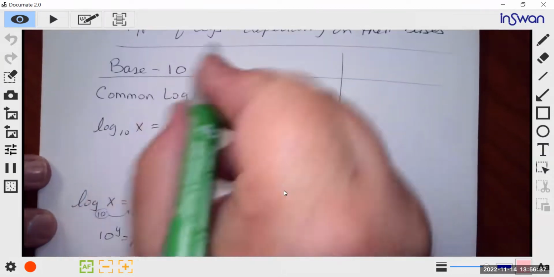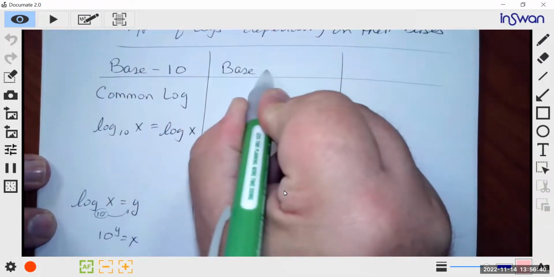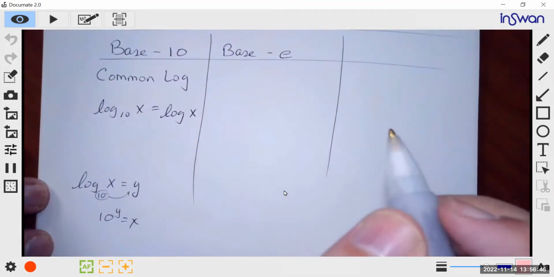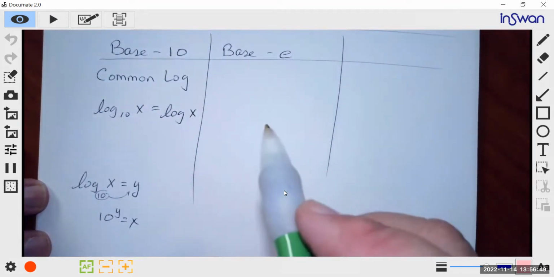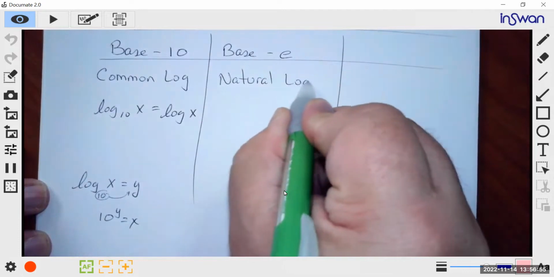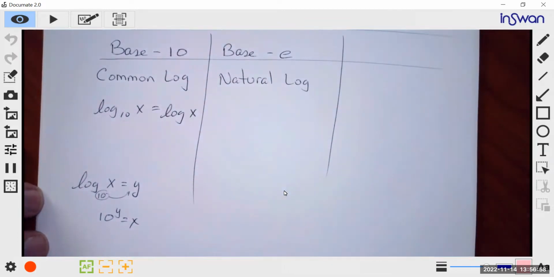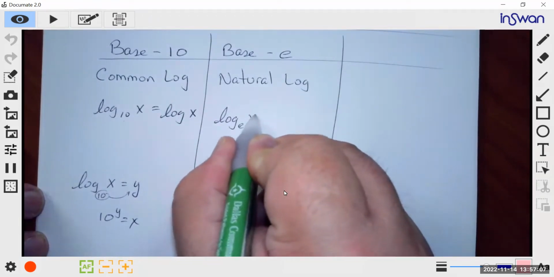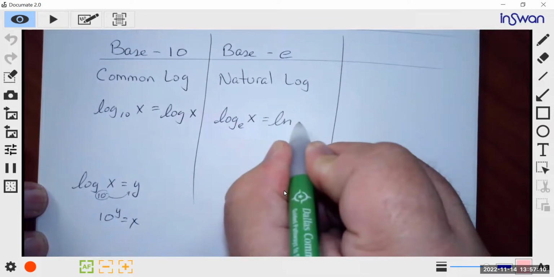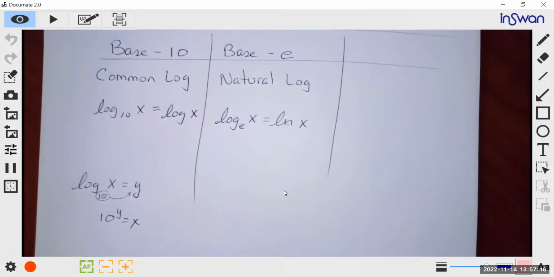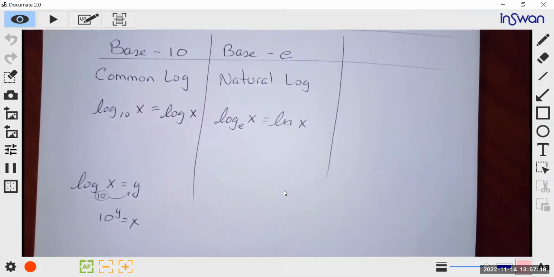The next one we have is what's used in engineering, base E. We just talked about what E was. These are called natural logs. Whenever you have a log base E, we simply write ln of x. It stands for natural log. Logarithmicus naturalis, natural log.